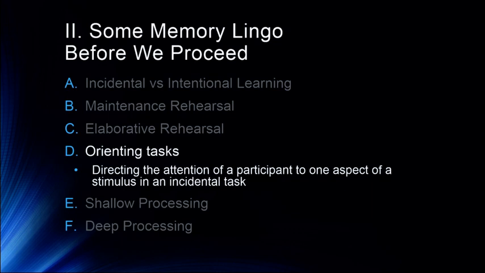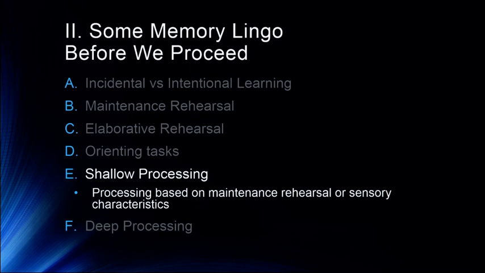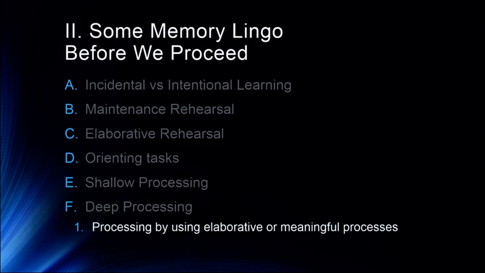So finally, that gets us to shallow processing versus deep processing. In shallow processing, processing is based on maintenance rehearsal or sensory characteristics. So very simple, no meaning-based processing. Say something over and over to ourselves. We decide if it's in upper or lowercase letters. We decide if it rhymes with something. Versus deep processing, where we process by using elaborative or meaningful processes. What does it mean? Does it fit into the sentence or category? That kind of thing.